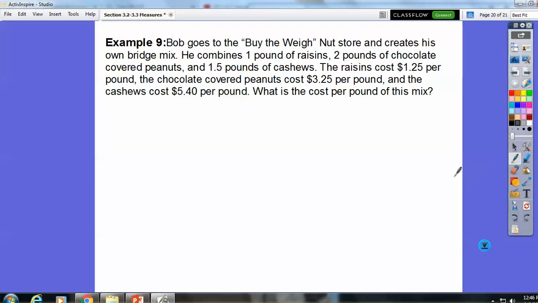So, how many pounds of raisins do we buy? How much do you pay for the raisins? Okay, now we have to add in our chocolate covered peanuts. How many pounds do we buy? And how much do we pay for chocolate covered peanuts? And finally, we buy cashews, and cashews are?